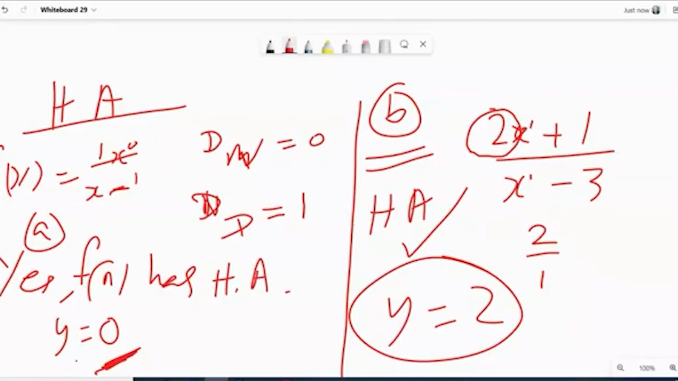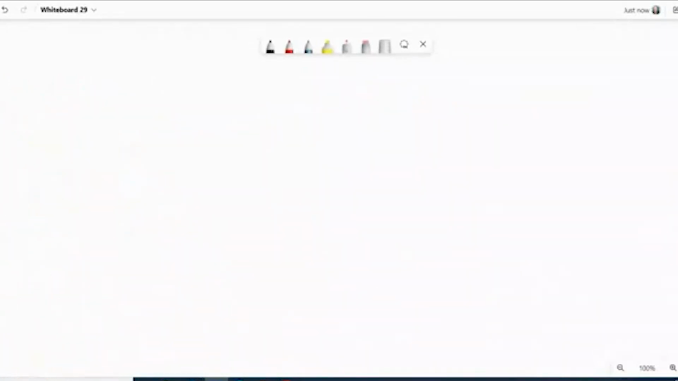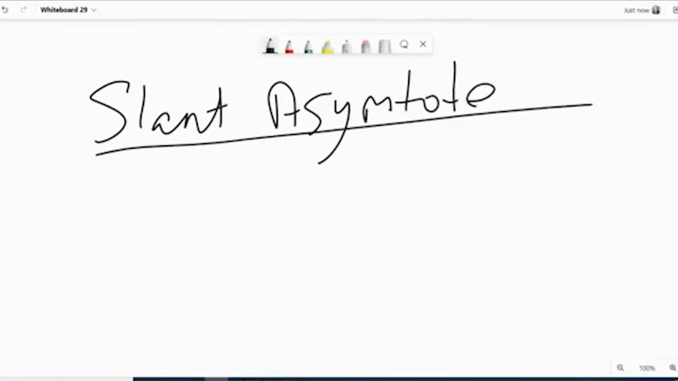Okay, let's talk about slant asymptote. Okay, I'm going to move this out, and let's talk about slant asymptote. And this kind of asymptote can look like this.